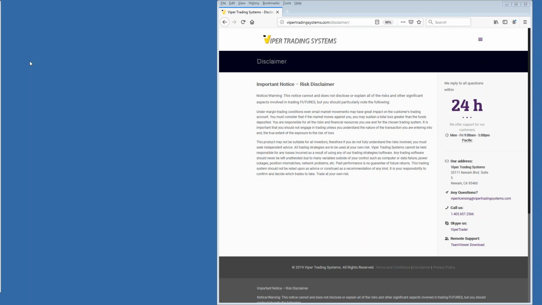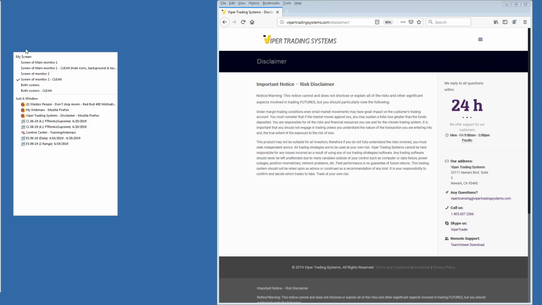If you're just coming in, don't worry about it. You haven't missed anything. We're just kicking off here, getting ready to get started. Let's see here. So I'm going to start off with the ES chart, which is right here. Here we go.